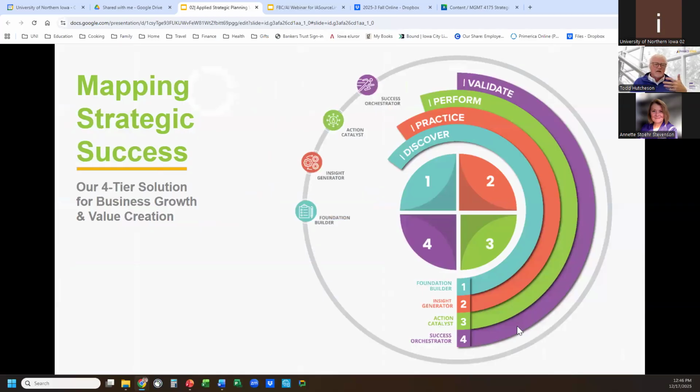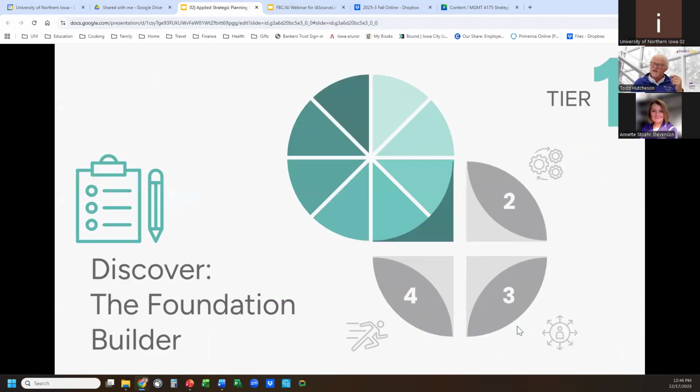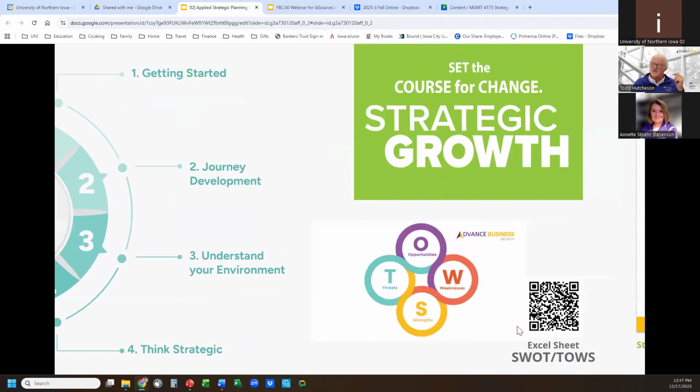So we look at it kind of in a building process. You want to discover, you want to practice, you want to perform, and you want to validate. Kind of along the lines of lather, rinse, repeat, but first you have to establish your foundation. So we have 4 tiers in the way that we look at it: creating that foundation, practicing, performing, and then validating. And if I just dig into tier 1 for a second, that foundation builder, I have some different things that I do. I get started, I create my journey, my path, my roadmap, understand my environment, think strategically, build a coherent strategy for my business, do it, measure, achieve it, and adjust to what's next.